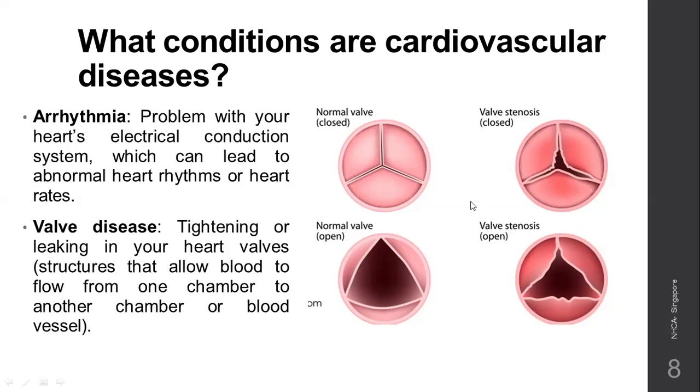Valves basically allow the blood to flow from one chamber, the upper chamber, to the lower chamber, atrium to ventricles. So is it clear, valve disease? Do you understand what a valve is and how these diseases can affect it?